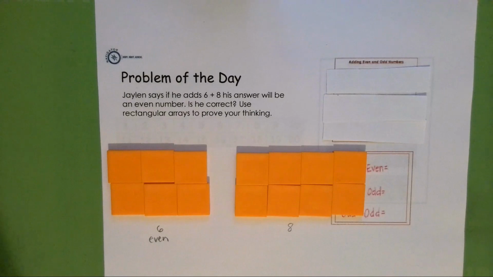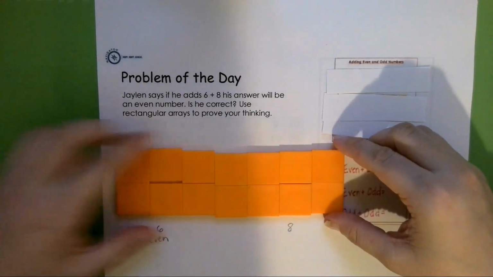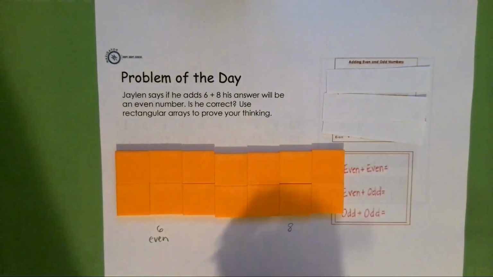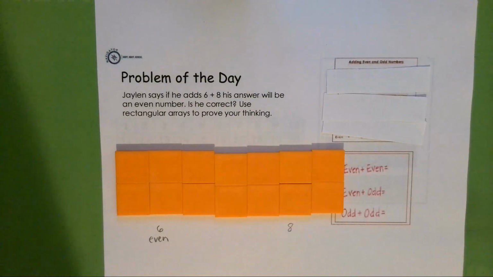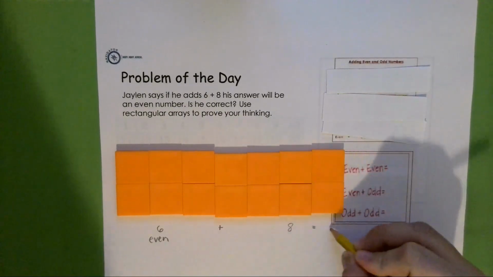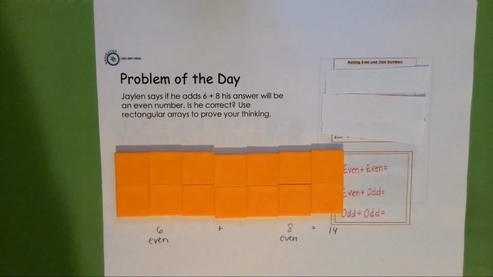Look what happens when I put these 2 rectangular arrays together. How many tiles do we have in all? Say it out loud. I bet you said 14. You're right, because 6 plus 8 equals 14. Is 14 an odd or even number? Say it out loud. Right, even.